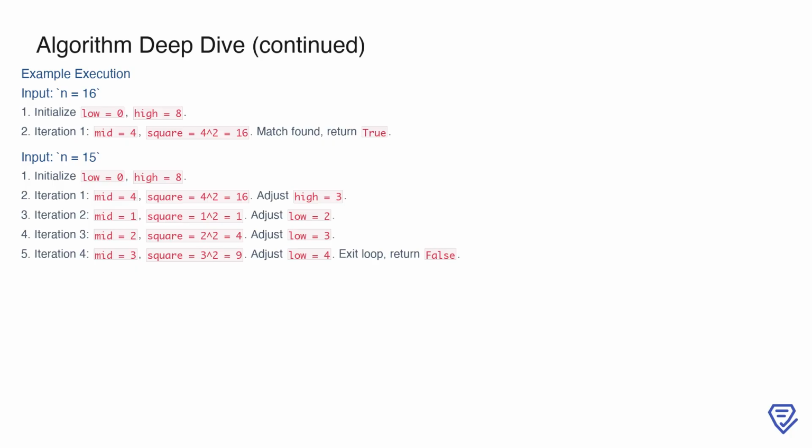Continuing this process, we eventually narrow down the range and find that no value of mid satisfies mid squared equals 15. The loop exits, and we return false, indicating that 15 is not a perfect square. This step-by-step process highlights how the algorithm efficiently determines whether a number is a perfect square.